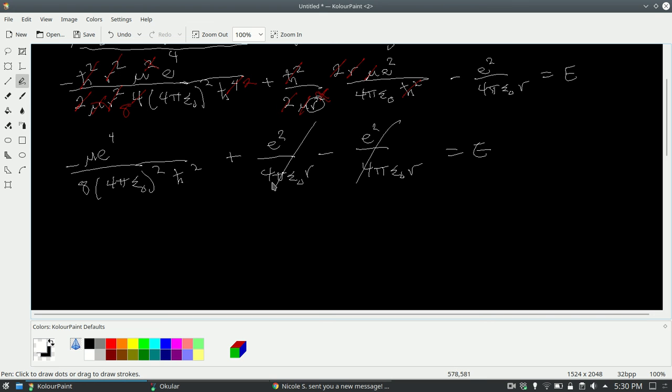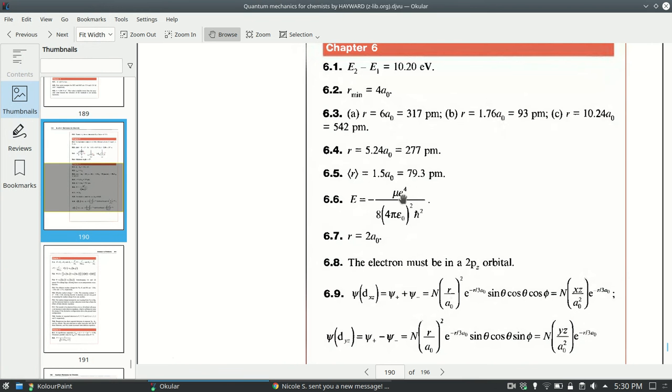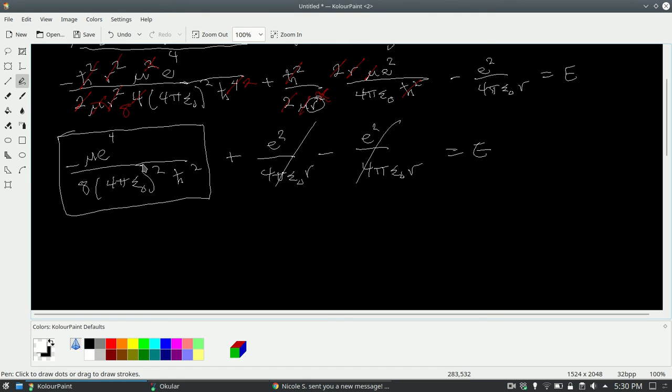And guess what? Bam, bam, bam! That's right. And look at this guy. Doesn't this guy look like what e is supposed to be? There it is. Mu e to the 4th over 8 times 4 pi epsilon naught squared h bar squared. Mu e to the 4th, yeah, and that is done.